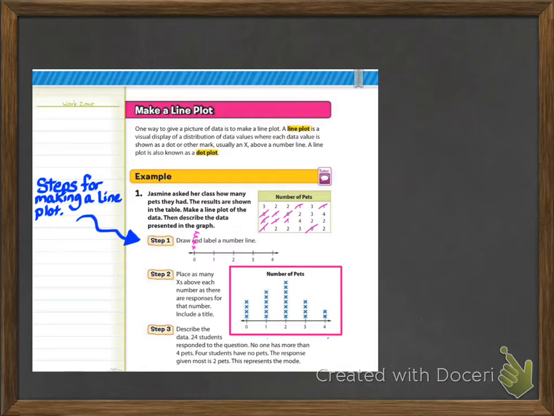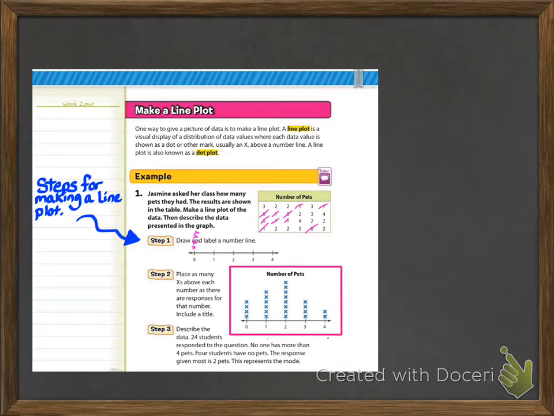So on this one here, it says 24 students responded to the question. So on this question, I don't think we talked about this, but it says Jasmine asked her class how many pets they had. So always tell me how many people you start out with, especially on surveys. So 24 people were asked how many pets they have. All right. So then tell me about the extreme values.